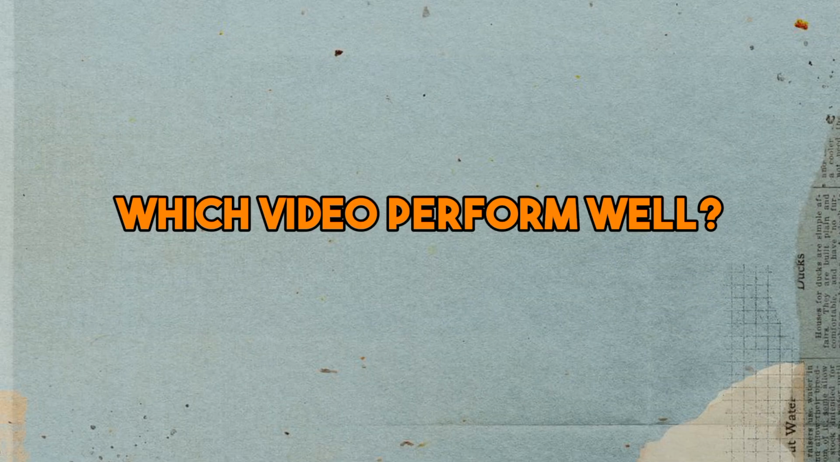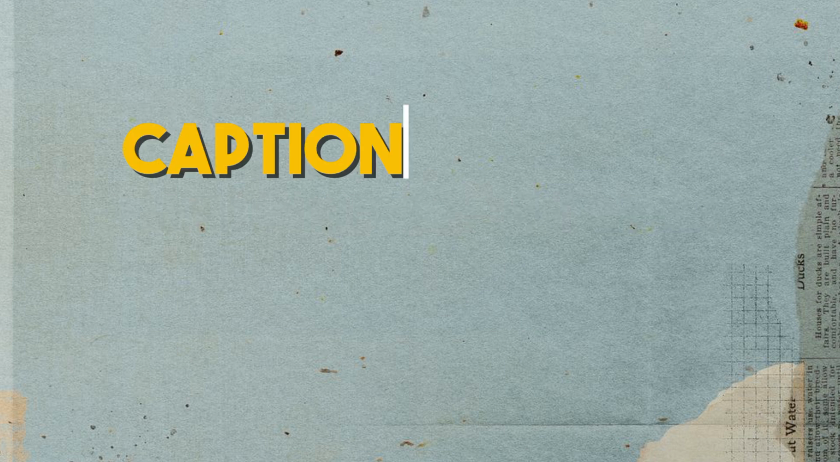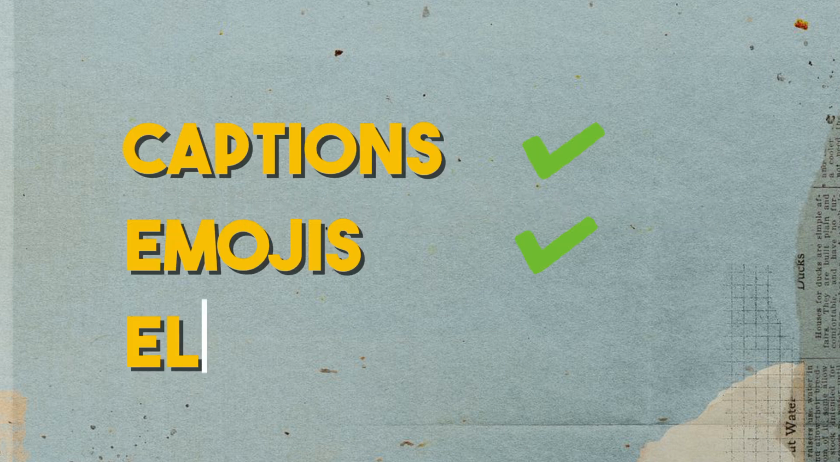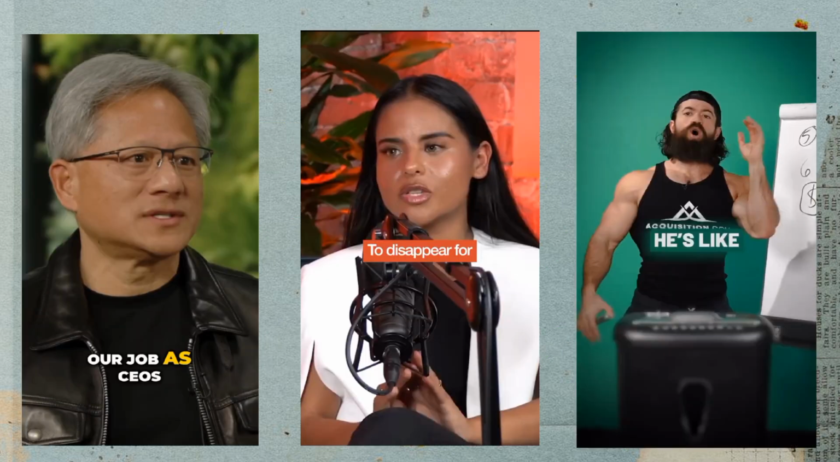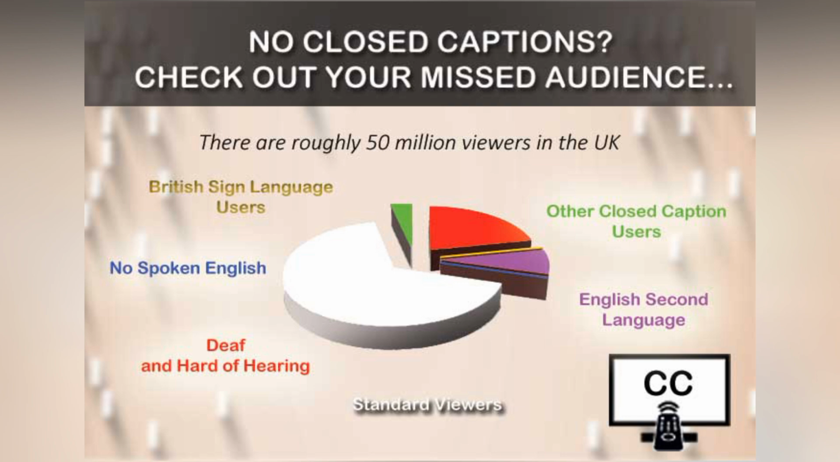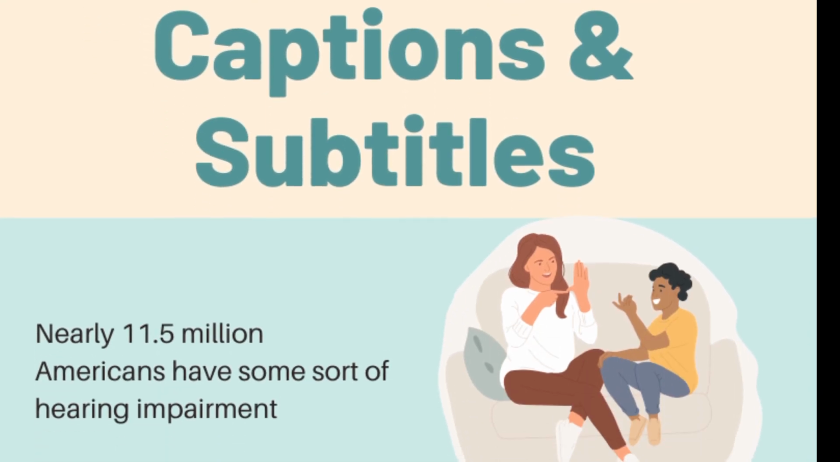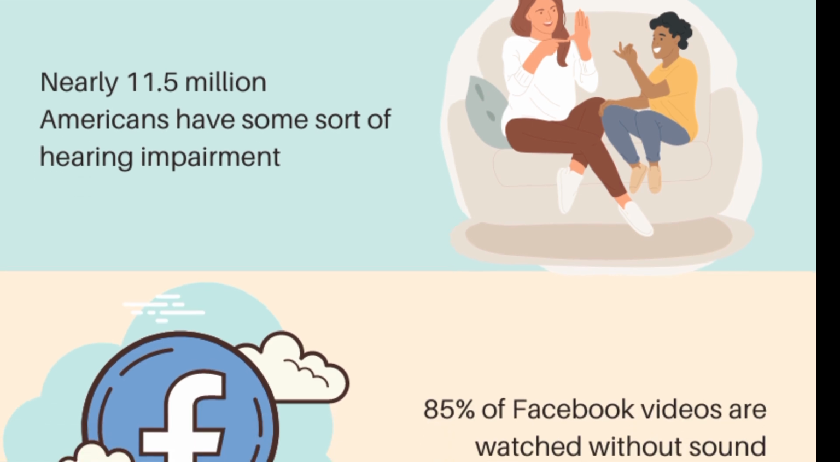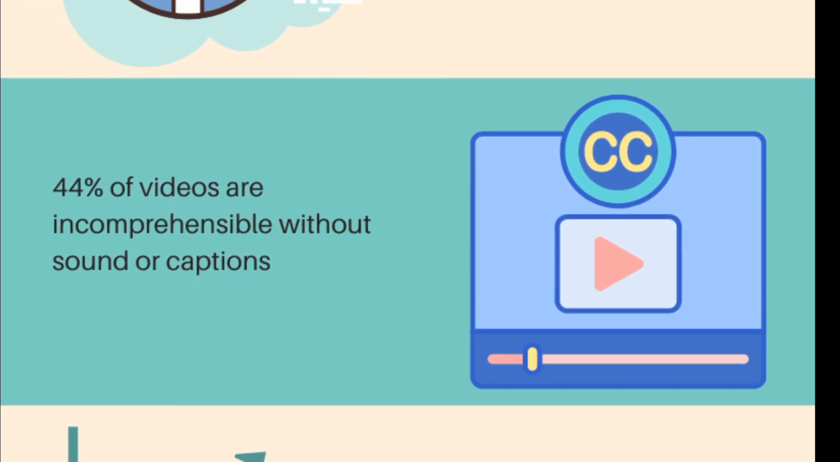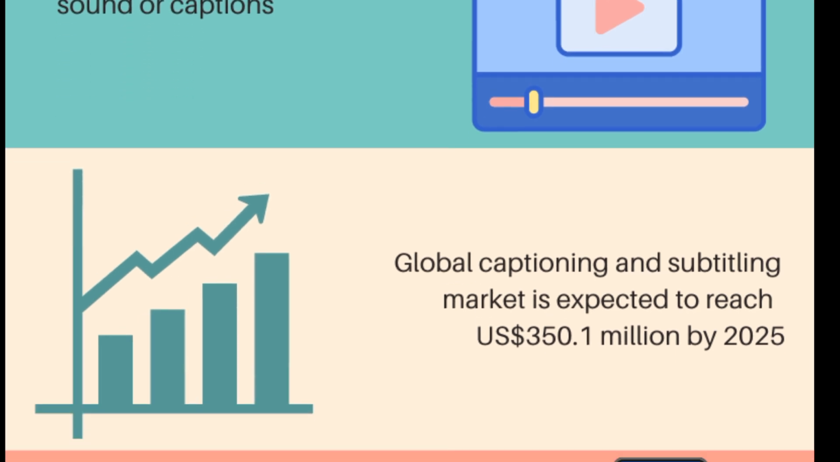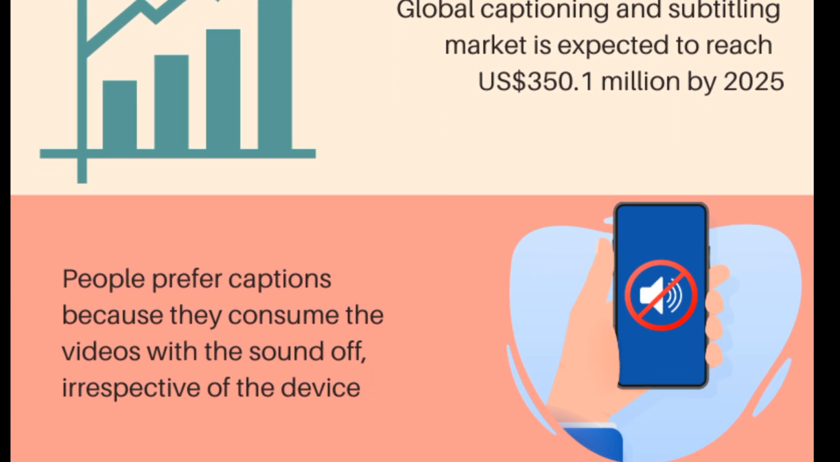Do you know which videos are performing well on social media? Videos that contain proper closed captions, expressive emoji and theme-based images or stickers. Captions boost video performance by making content accessible to a wider audience, including those with hearing impairments. Many users watch videos without sound, so captions ensure they still engage with the content. Captions also improve viewer retention and increase interactions, leading to better visibility and overall performance on social media platforms.